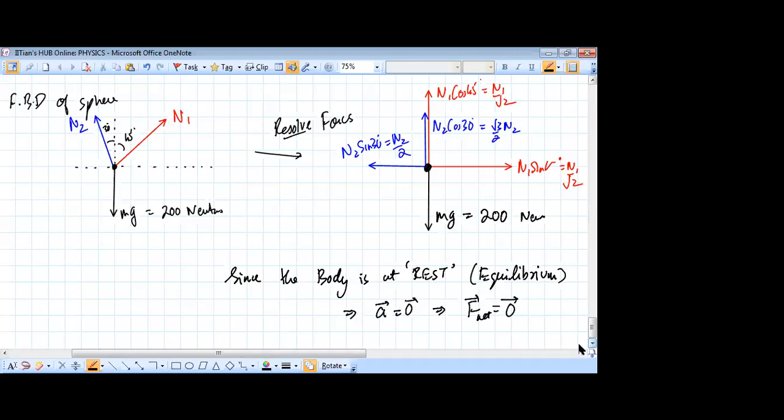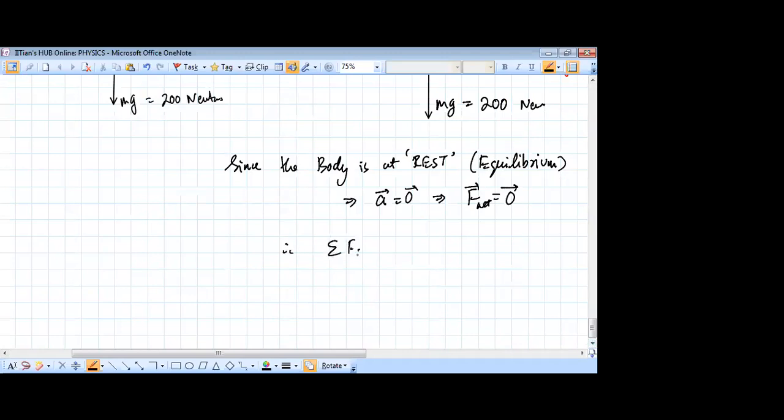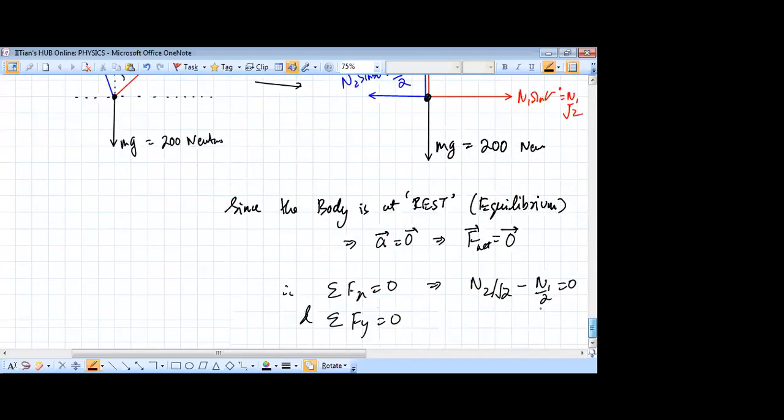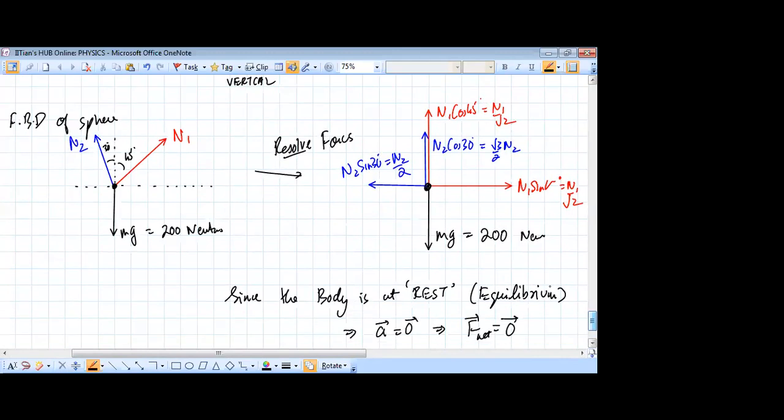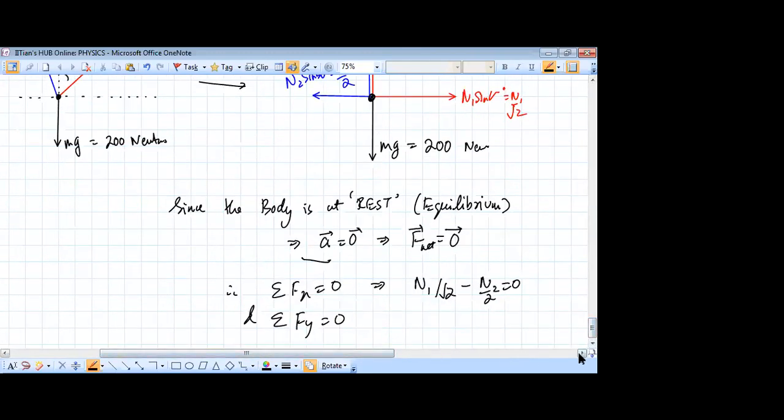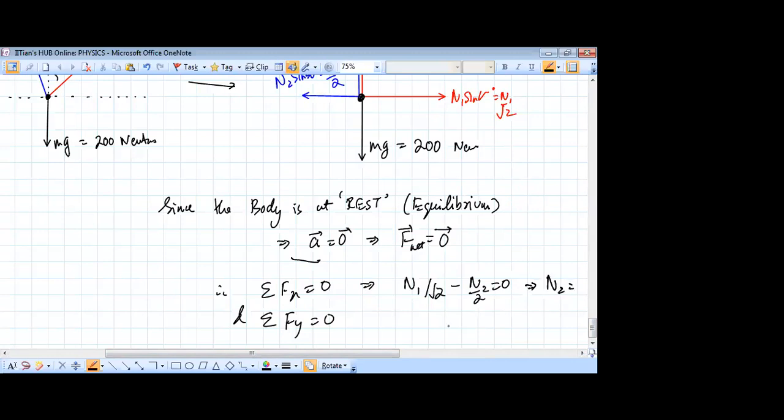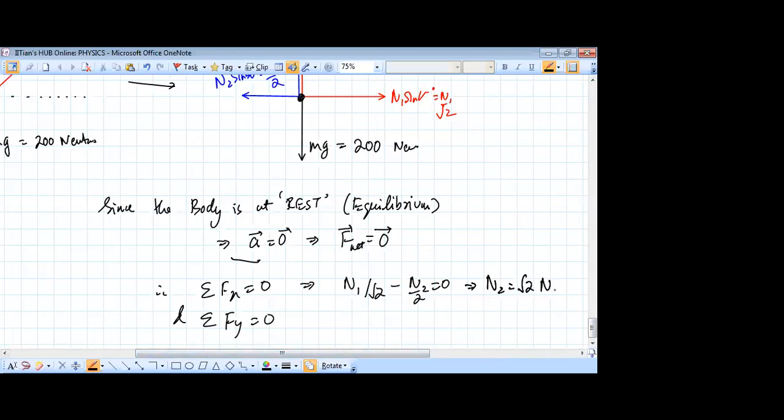Okay. So now we will take that in terms of x and y. So summation Fx should be 0 and summation Fy should also be 0. So along the x-axis, if you see, N2 by root 2 minus N1 by 2 should be 0. Sorry, I've written it in reverse order. So this force should balance this force. So from this we are getting the relation that N2 should be equal to root 2 times N1. So that's our first equation.